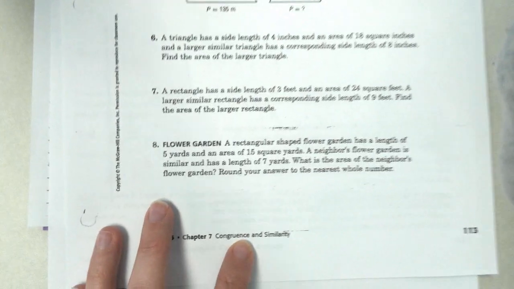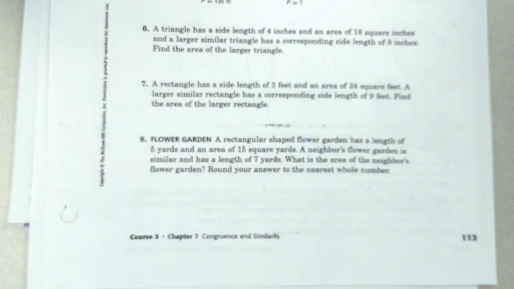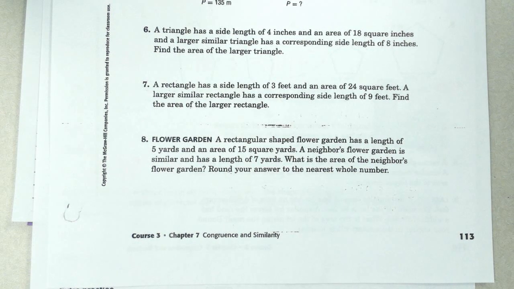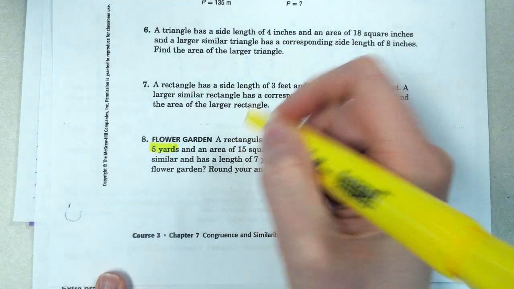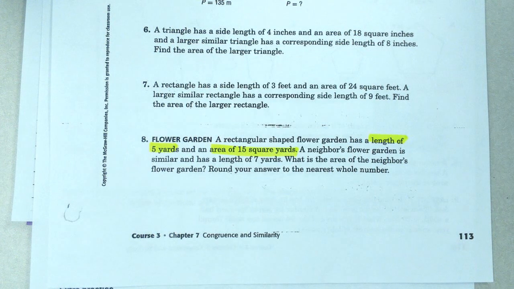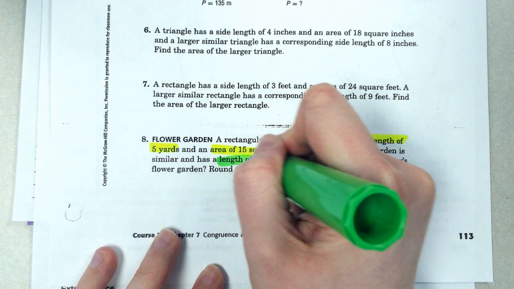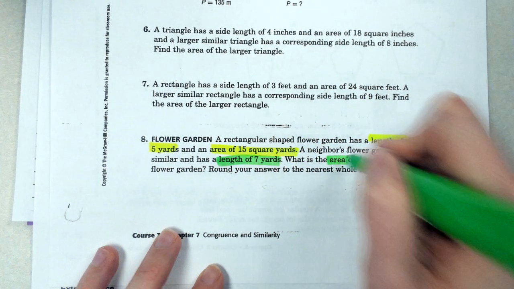When we look at this one, pick up a highlighter. What should I highlight in the same color? Jackson. Length of 5 yards and area of 5. Very good. Those go for the same rectangle. That means my other rectangle is telling me a length of 7 yards, and we don't know the area for that one.